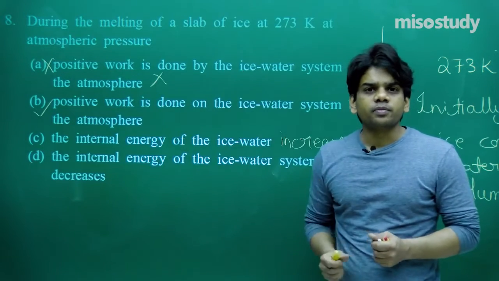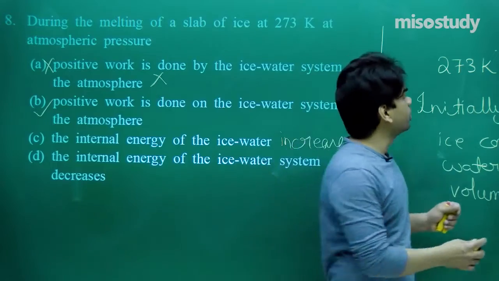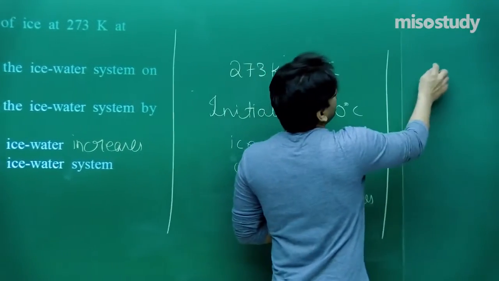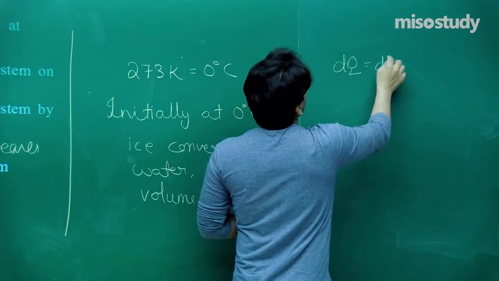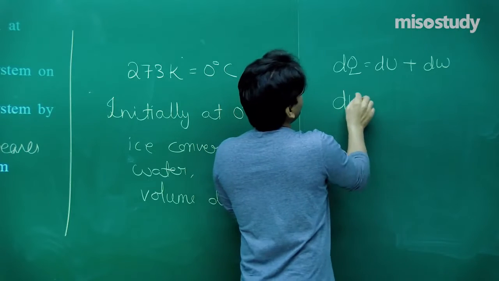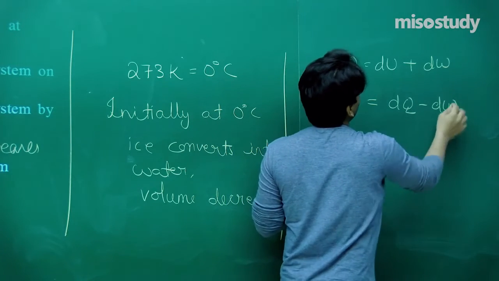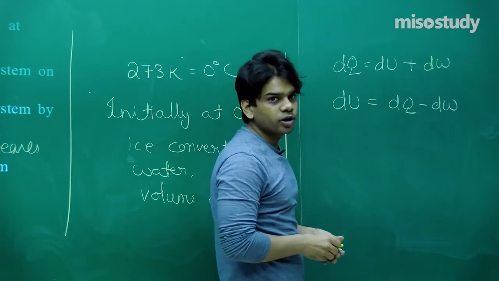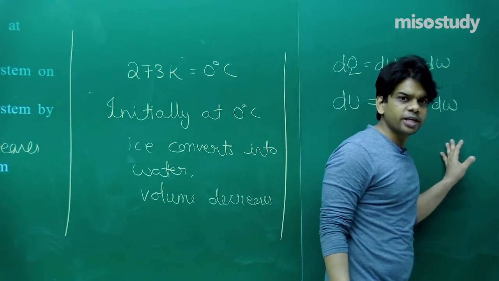First of all, now you see, it's getting compressed. So what will happen? Let me write down here. We all know that dq is equal to du plus dw. Now what will be the value of du? du is equal to dq minus dw. That is what we can actually comment. Take note till here.